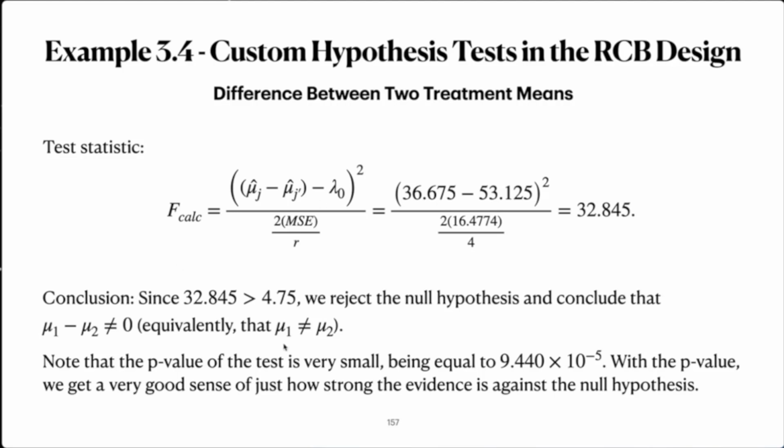Now note that the p-value of the test is very small, being equal to this quantity here, 9.440 times 10 to the negative 5th power. So that's a very small p-value. And with this p-value, we get a very good sense of just how strong the evidence is against the null hypothesis. You'll recall that the smaller the p-value, the more evidence there is against the null hypothesis. And so while the hypothesis test really does not give us information about the magnitude of the difference between the two treatment means, it does give us an idea of the magnitude of the significance of the test.